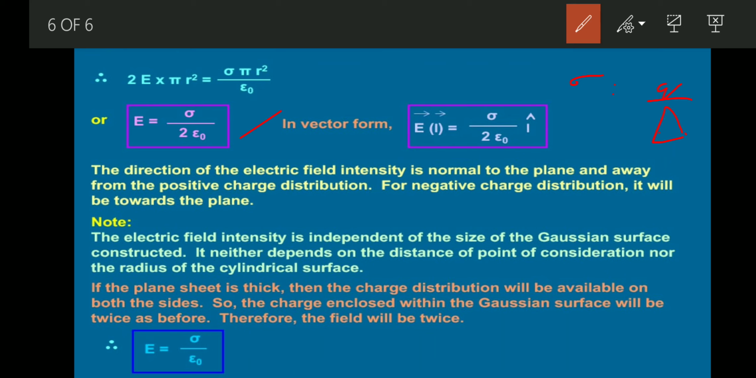So at last, if we have a thick sheet instead of a single thin sheet, then the formula gets modified and the electric field becomes E is equal to sigma upon epsilon naught, because now it is a thick sheet. Now we will have the electric field in both directions, and hence it gets added, sigma upon 2 epsilon naught plus sigma upon 2 epsilon naught, and we get the result, that is electric field is equal to sigma upon epsilon naught for a thick sheet.